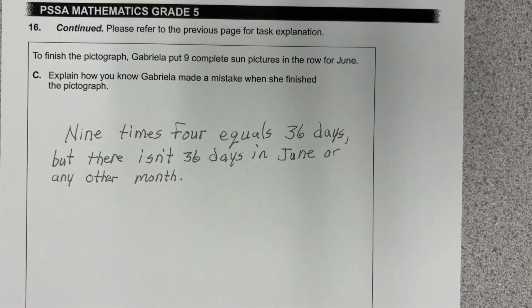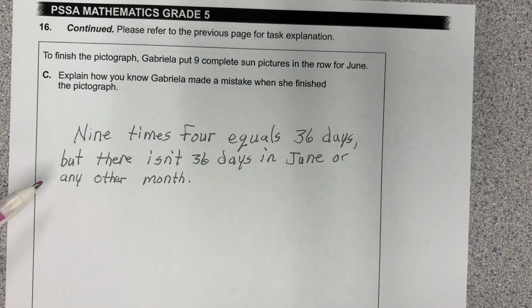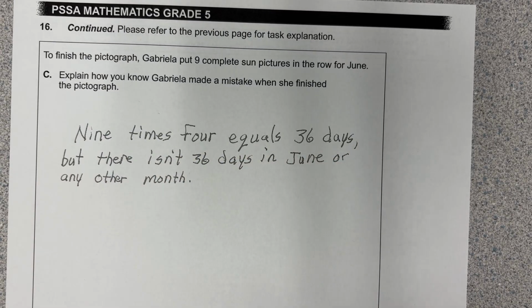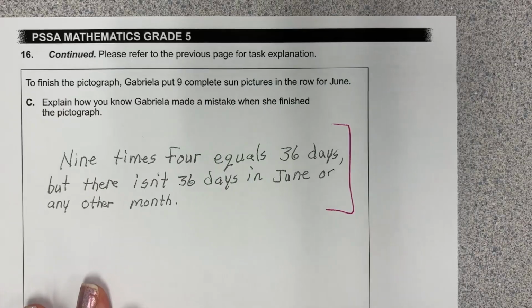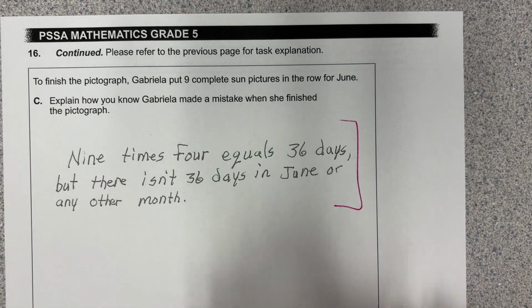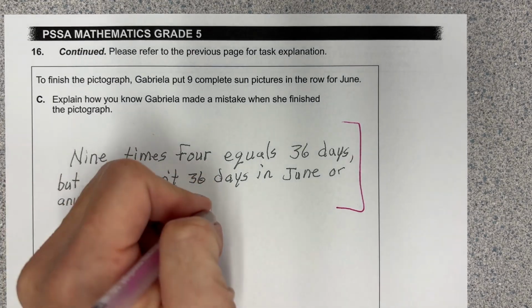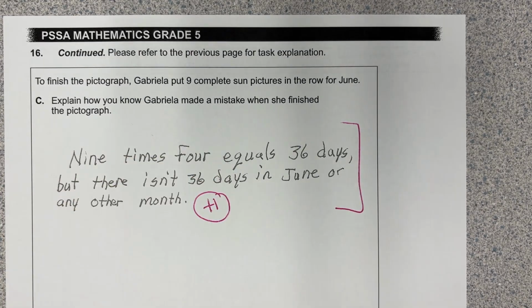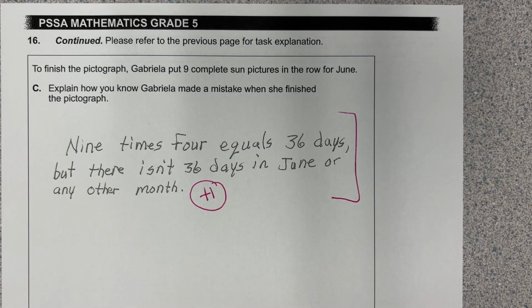So let's read what they have. 9 times 4 equals 36 days, but there isn't 36 days in June or any other month. Pause and decide if you think that is a +1, a +1/2, or a +0? Okay, I hope you said +1, because if I'm grading this student, I am giving them a +1. This is an excellent open-ended item.